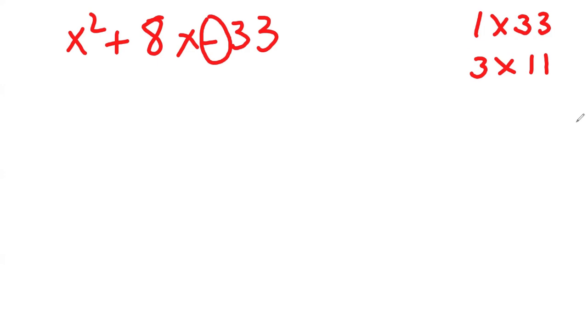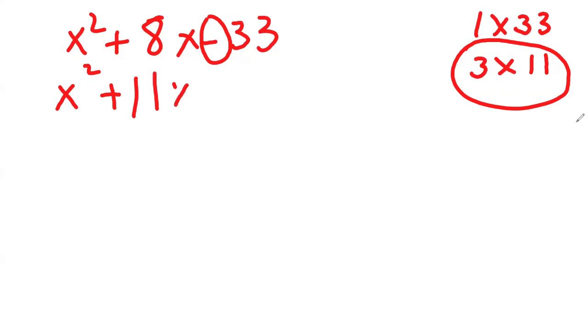1 multiplied by 33 is wrong. This is the correct choice, 3 multiplied by 11. How do I know? Because 11 minus 3 will give you 8. So let's continue. X square plus 11x minus 3x minus 33.